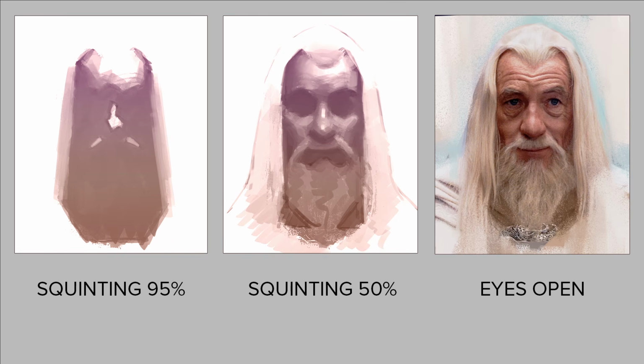The second stage of squinting is something like half squinting. In this stage, I see more information and I can break down the value structure into three main value groups: the shadows, the midtones, and the lightest halftones.